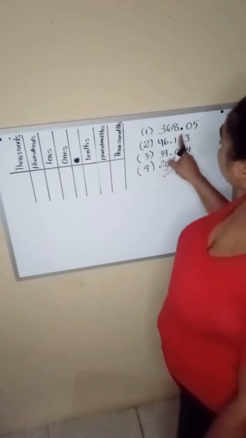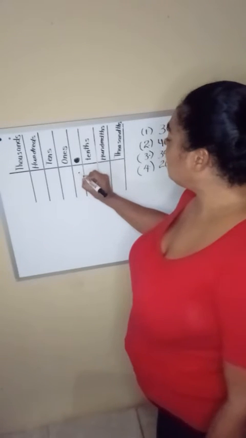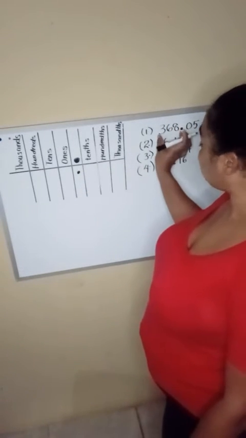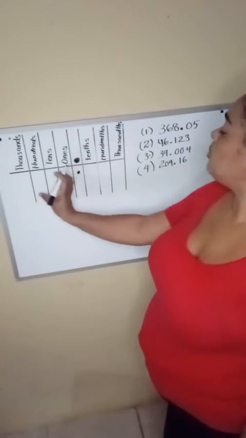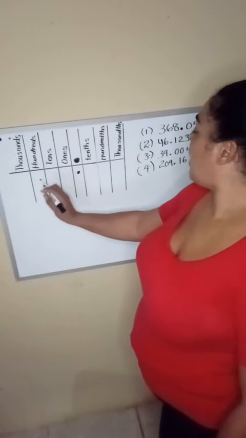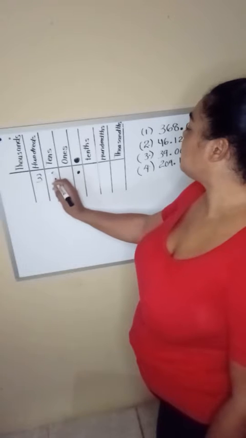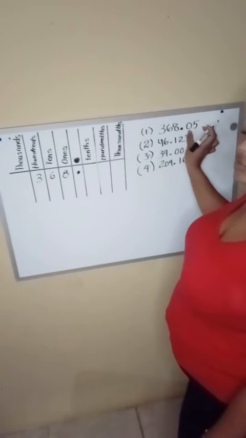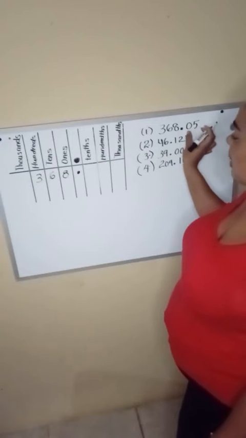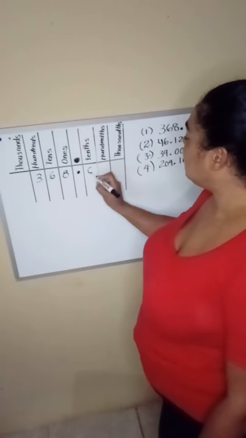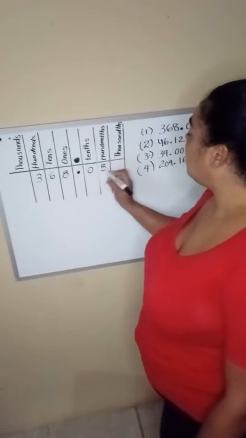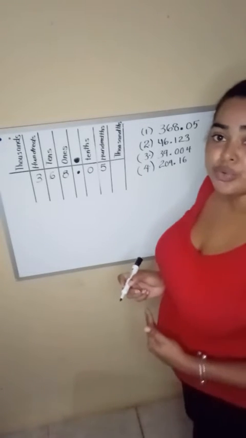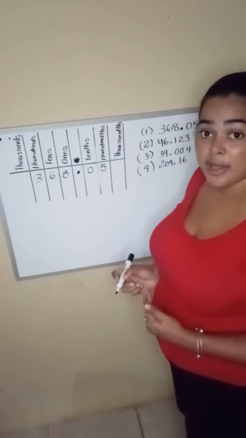Okay? So the first thing we're going to do, we're going to place our decimal under the decimal. Whatever is to the left of the decimal is what you will put over here. So we have 3, 6, 8. And over this side, to the right of the decimal, the fractional parts, we have a 0, 5.